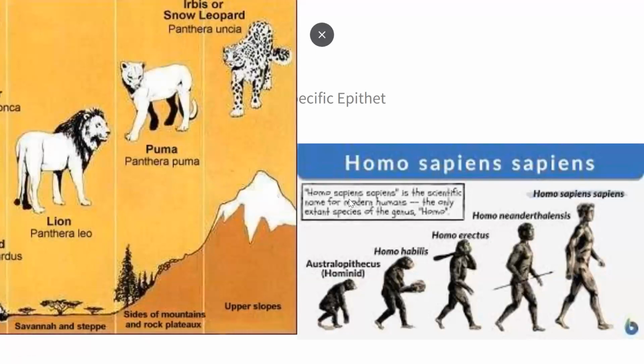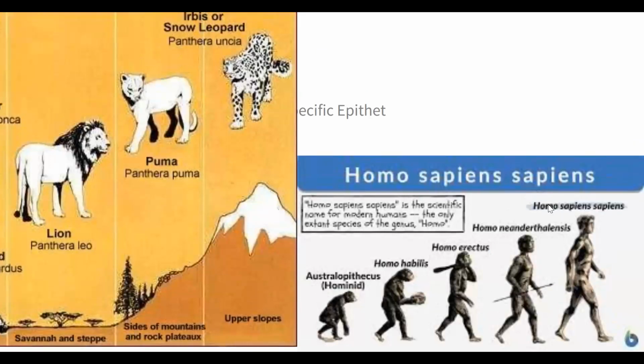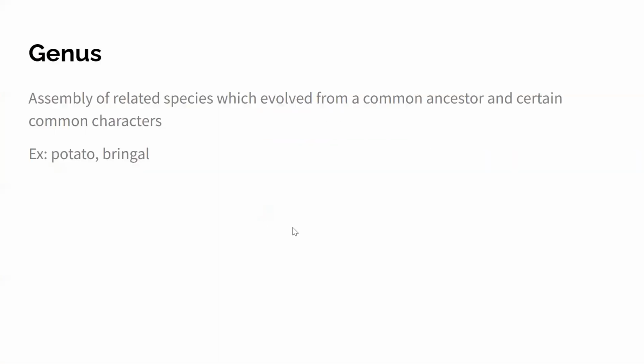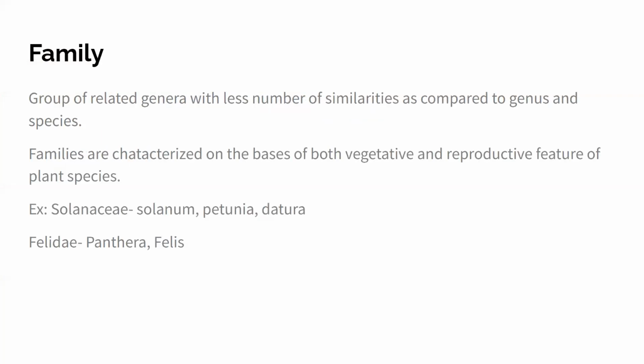So now, see, Homo sapiens sapiens. This is one species. So Homo neanderthalensis is the other species. Now coming to the genus, you know very well, an assembly of related species that evolved from a common ancestor and share certain common characters is said to be a genus. Now family is a group of related genera with fewer similarities as compared to the genus and species.